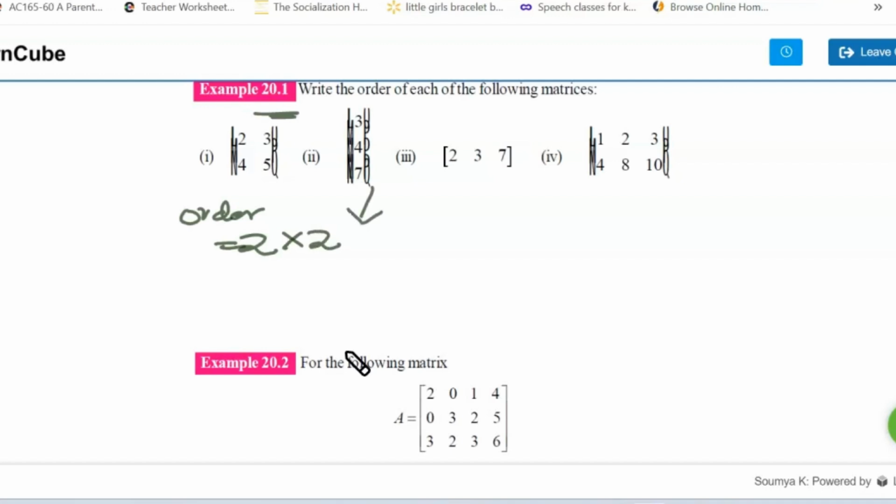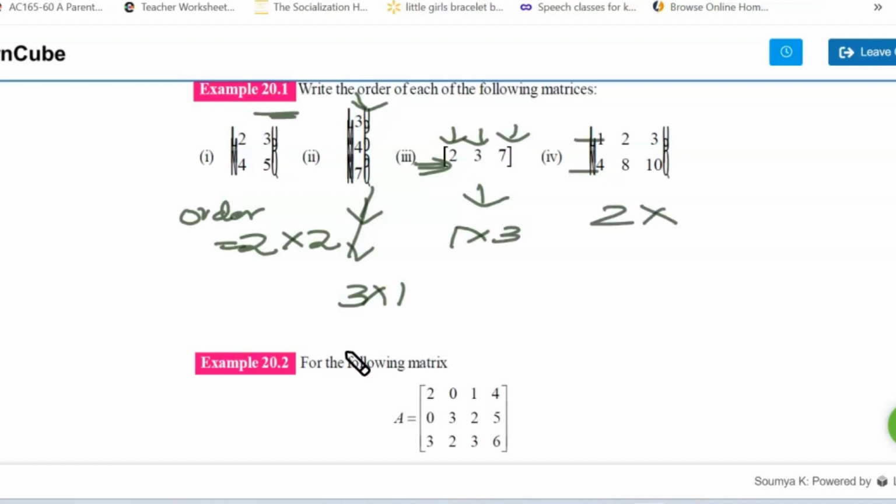Coming to this particular question, it will be 3 rows and 1 column. You can see only 1 column is here. If you come to this one, it is 1 row, and columns are 1, 2 and 3. So 1 into 3 will be the order of that particular matrix. Next one will be 2 rows and how many columns? 1, 2, 3. A 2 by 3 matrix.